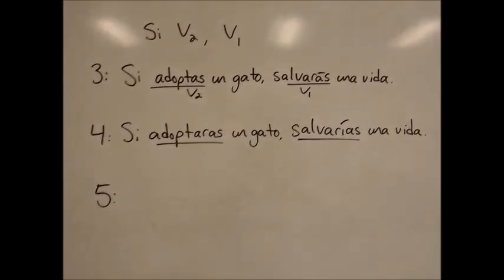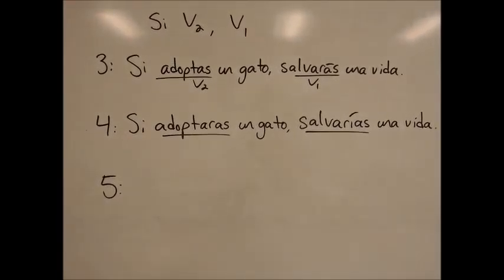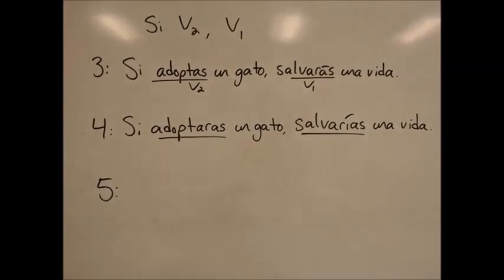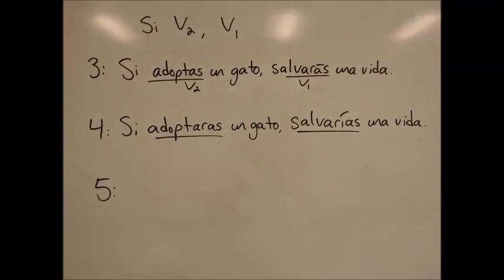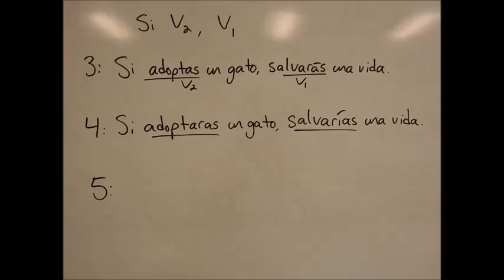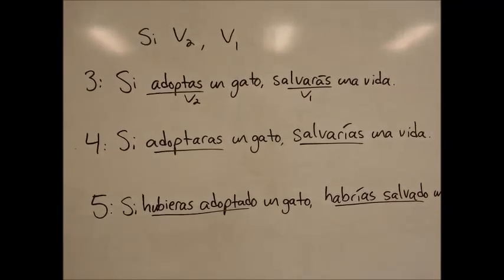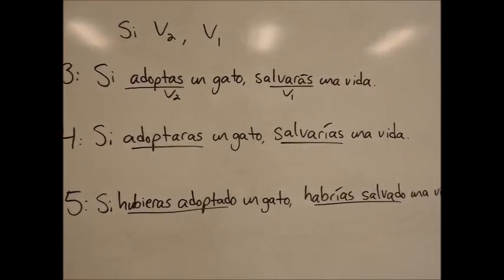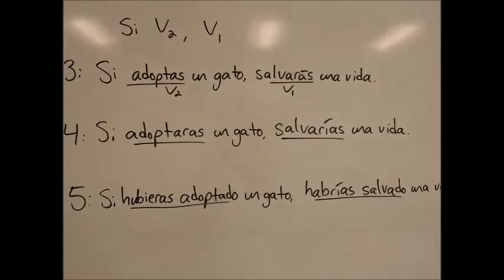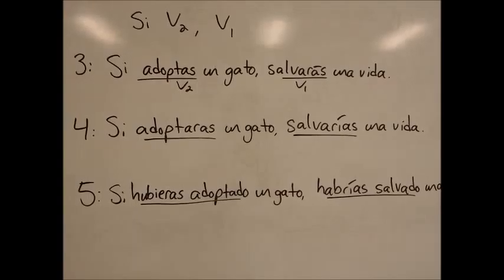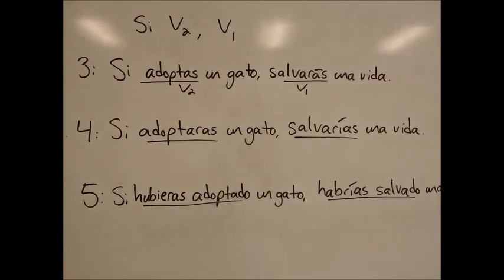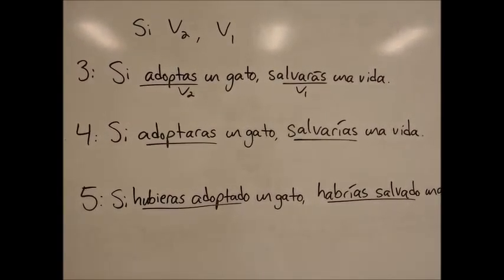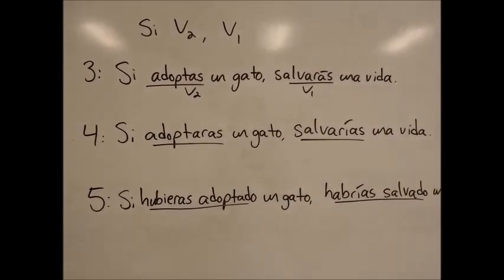So here's a sentence in cuatro punto punto. Si adoptaras un gato, salvarías una vida. If you adopted a cat, you would save a life. And then in cinco punto punto, si hubieras adoptado un gato, habrías salvado una vida. If you had adopted a cat, you would have saved a life. But in cinco punto punto, it didn't actually happen, so you didn't actually adopt a cat. That's it for a las cinco.